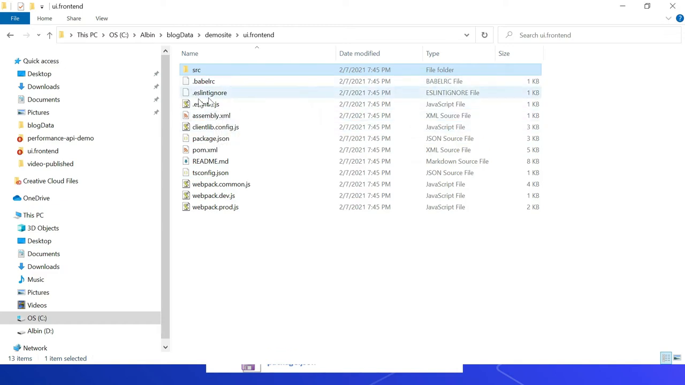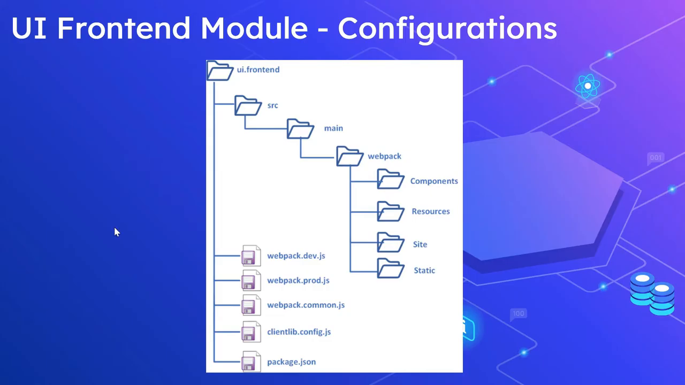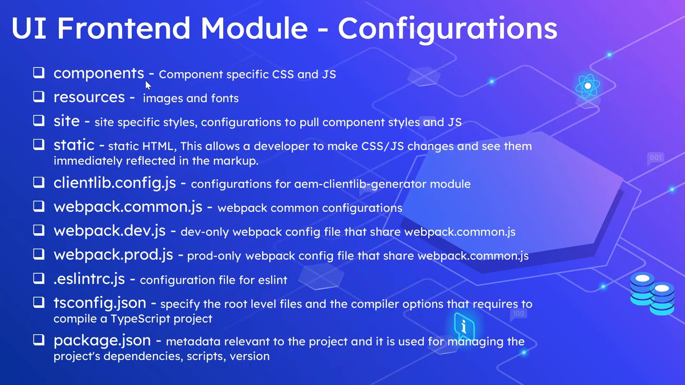eslintrc.js, then Babel configuration file. As we have seen, this is the project structure. Let us quickly see the purpose of different files and folders. The components folder, this stores the component specific CSS and JavaScript.